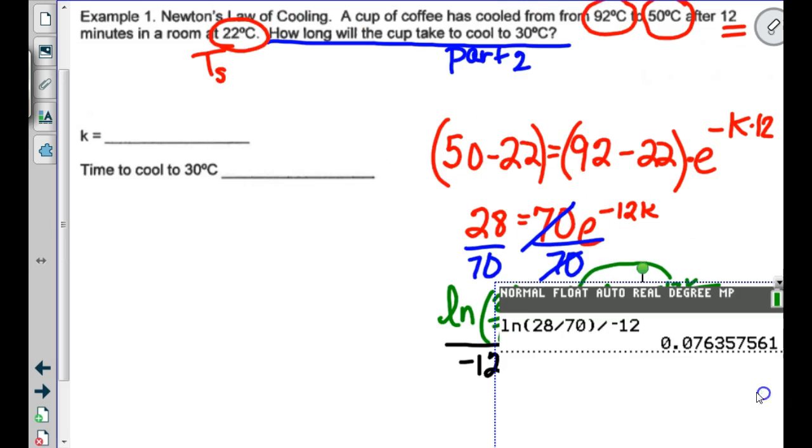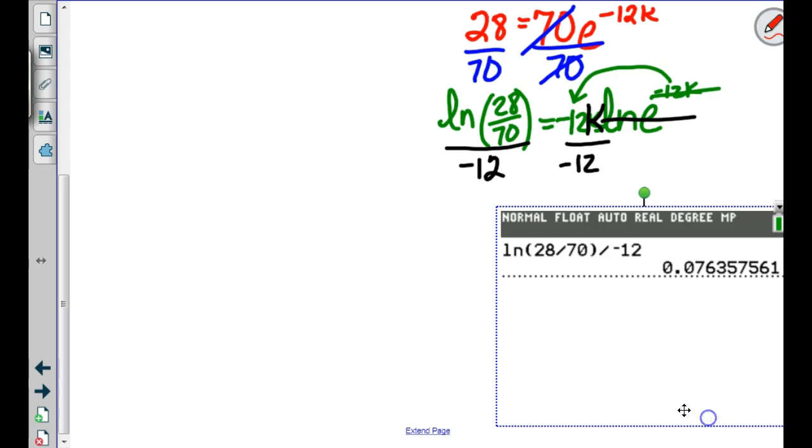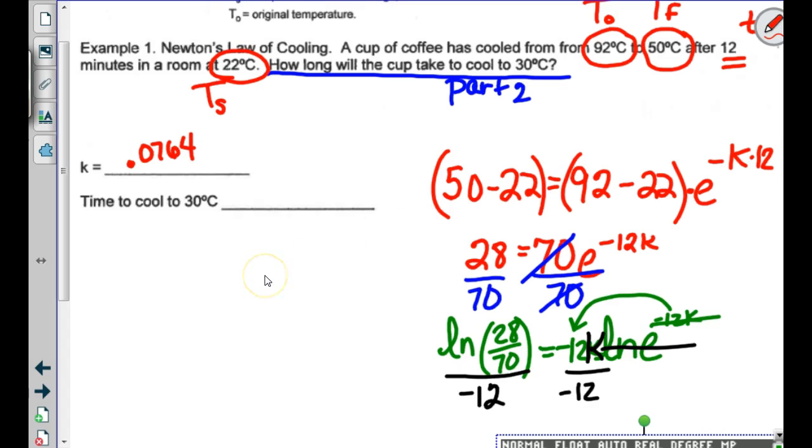Okay, so I get a cooling constant, and we're going to go out several places for these. 0.0764, can I go out that far? So generally our cooling constant, we're going to go, because it will make a big difference later if we round too much. So we're going to go out 4 places.